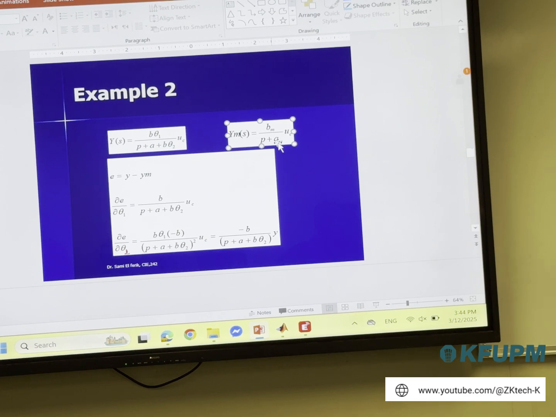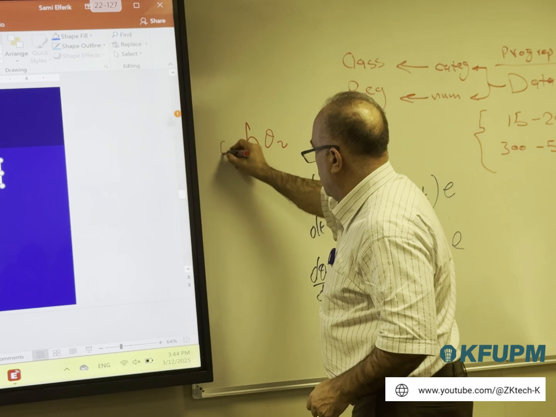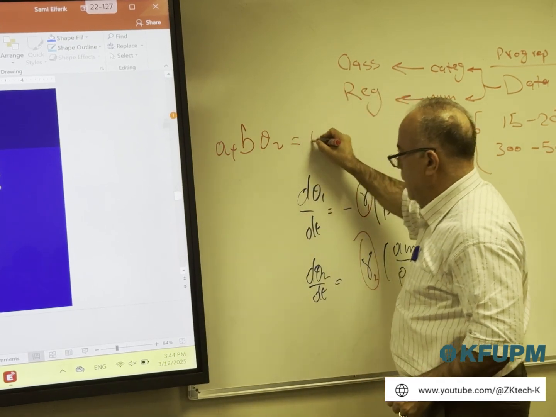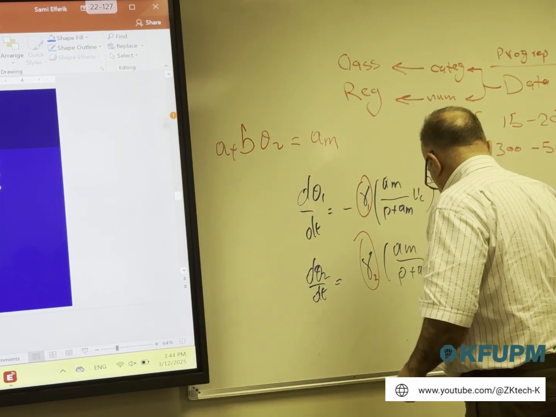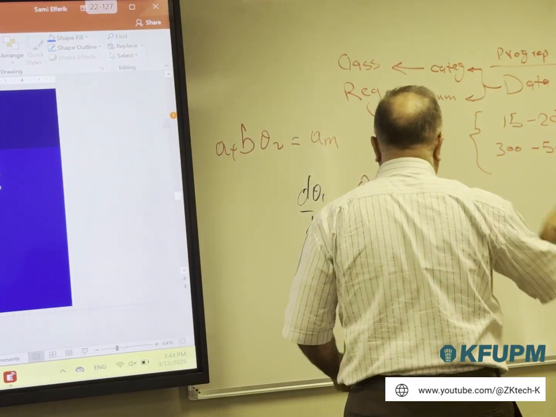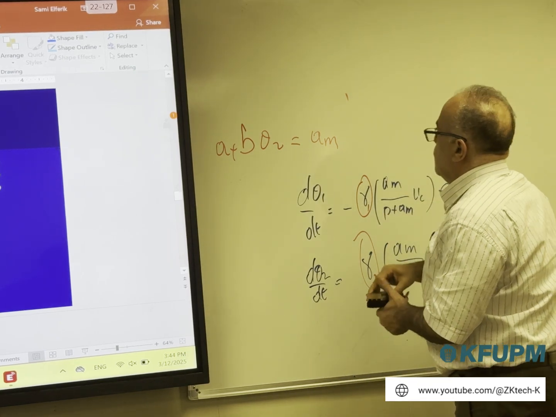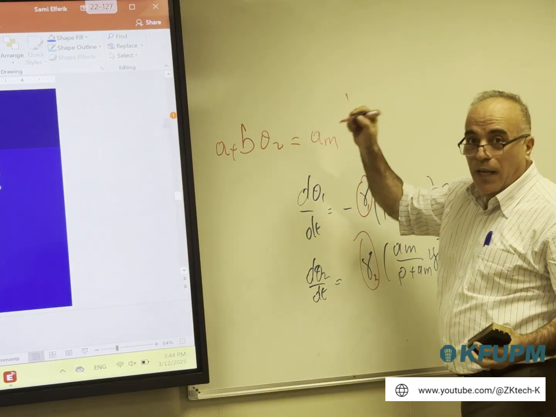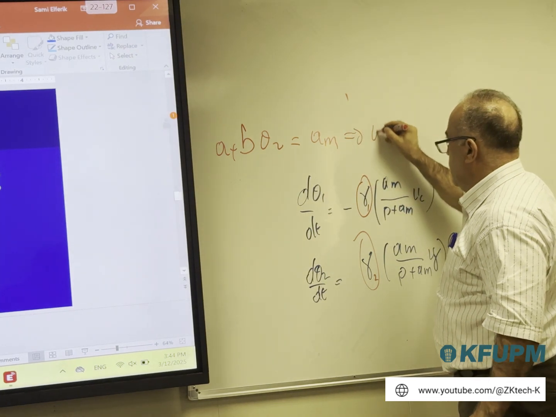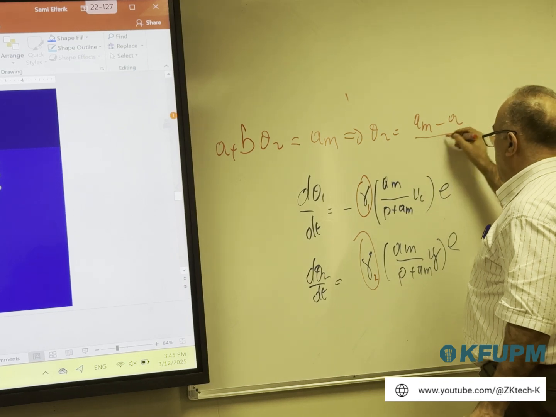Let me write it here. B theta 2 plus A has to be equal to AM. So this will imply the ideal value of theta 2 at steady state. So this is the exact value of theta 2. If I have theta 2 equal to this AM value minus A, theta 2 should be equal to AM minus A divided by B.